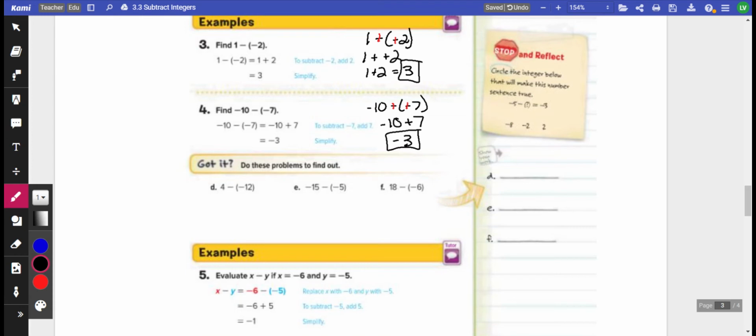Letter D, 4 minus -12. I want to do the additive inverse. So I add and make that a positive 12. So 4 plus 12, well, that gives me the answer of 16.